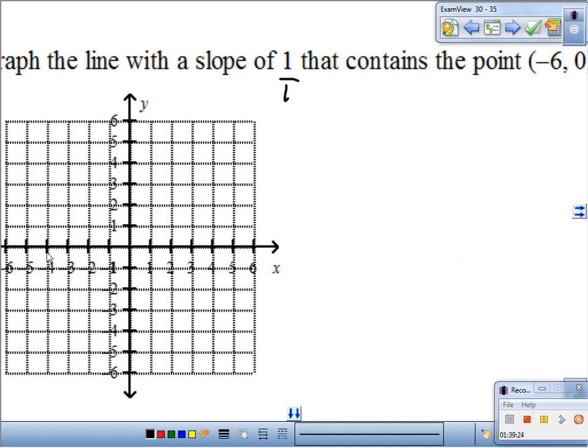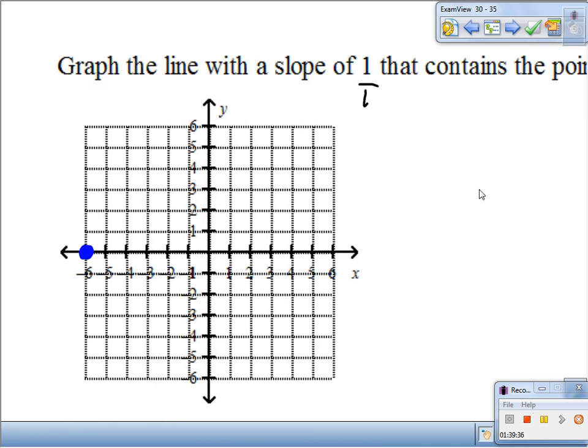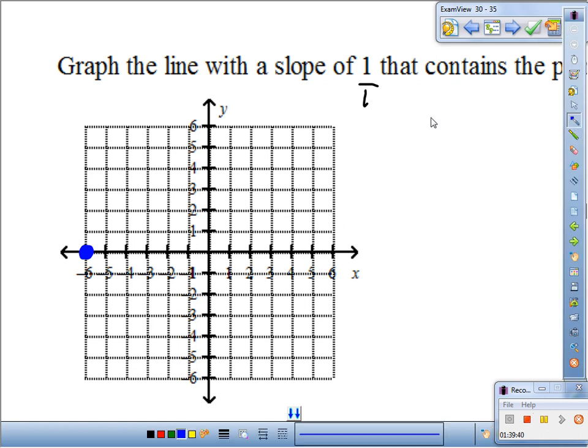What's negative 6, 0? Negative 6, 0 is over there. There's my point. Let me move it over. Right there? We're using the point negative 6, 0. There it is. And my slope is 1 up, 1 to the right from this point.